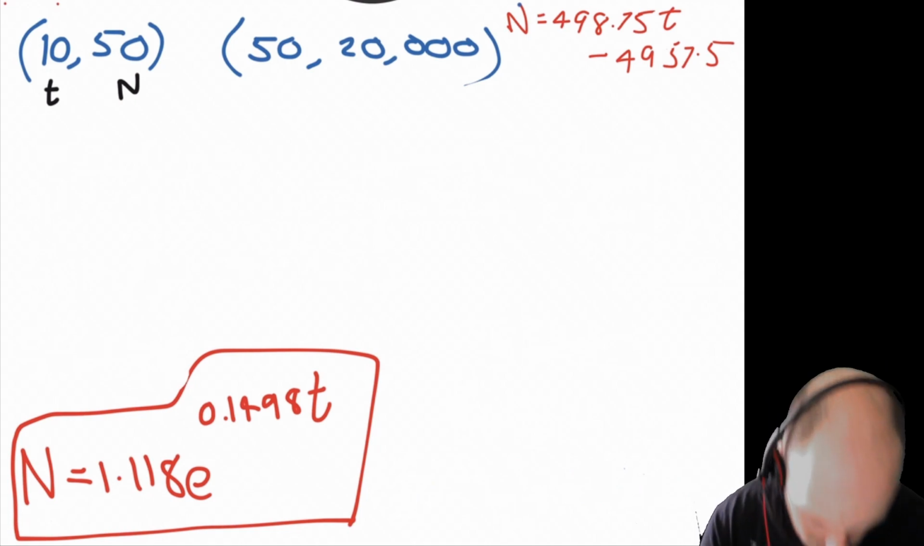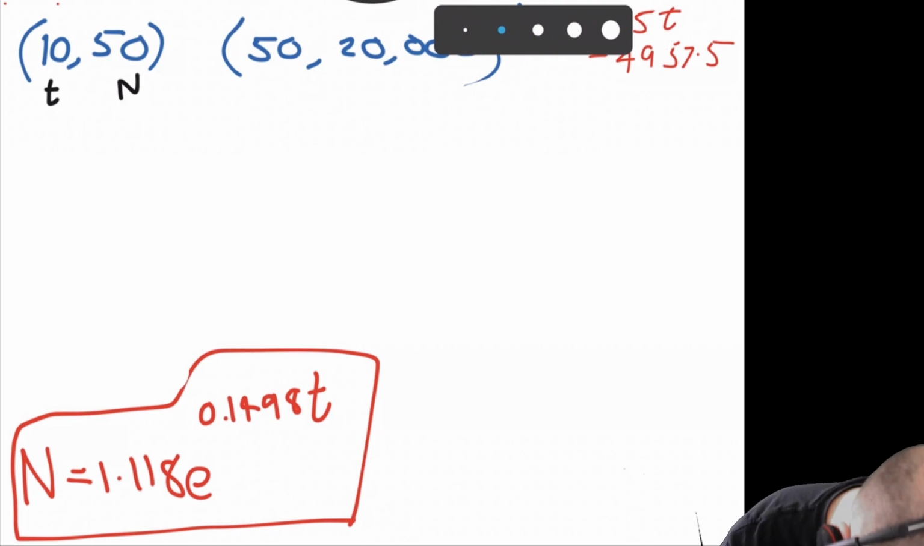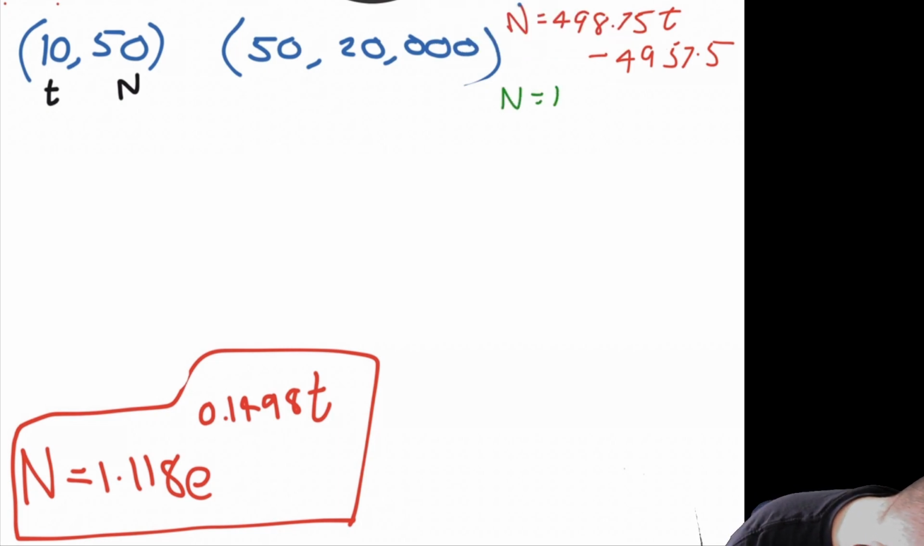So we've got 2 models so far. I'm going to write this one at the top as well. So this one was n equals 1.